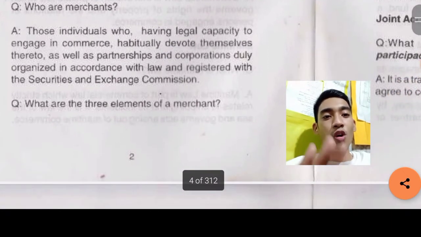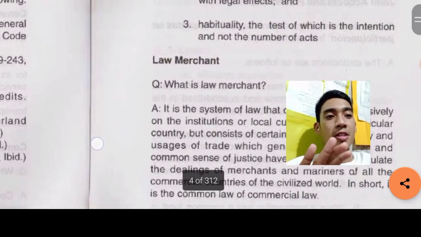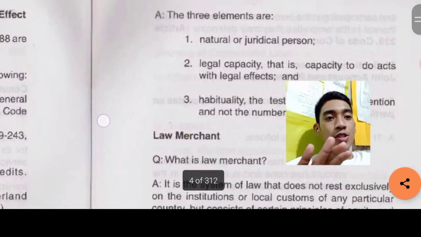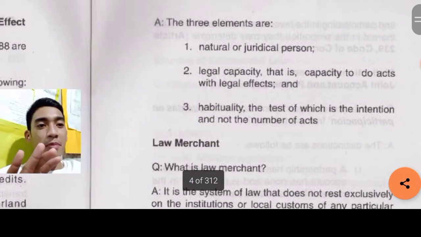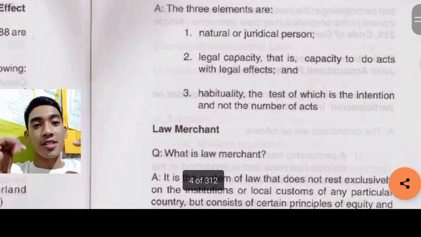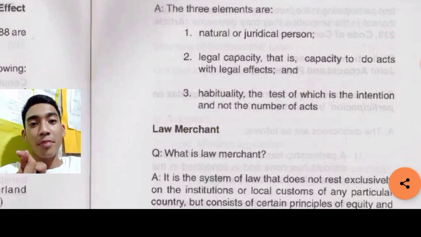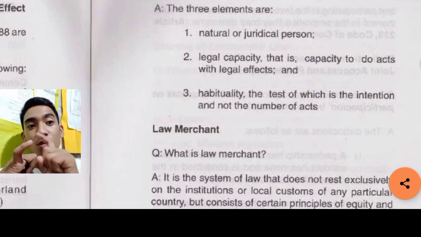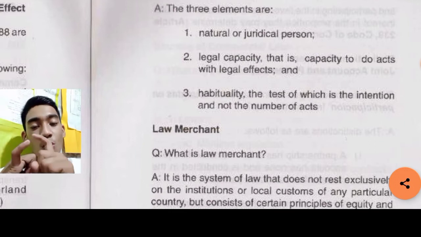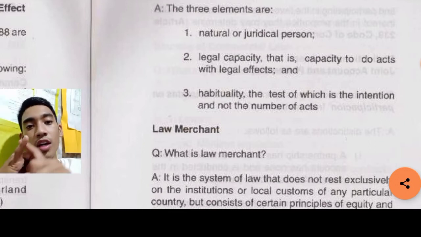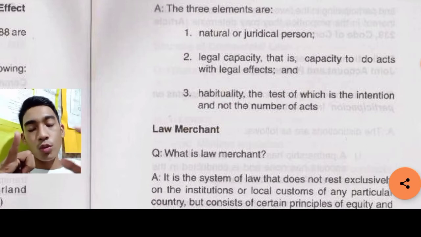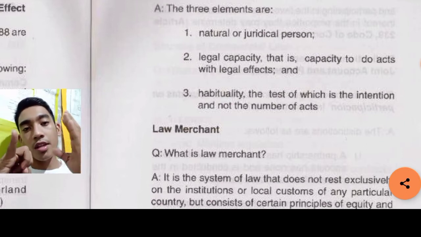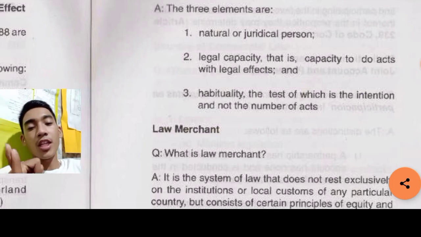What are the elements of a merchant? There are three elements, and this is very important. First, it should be a natural or juridical person. A natural person must have the capacity to do acts with legal effects. So for an individual, it should be 21 years old and above, and must have free disposition of his property.